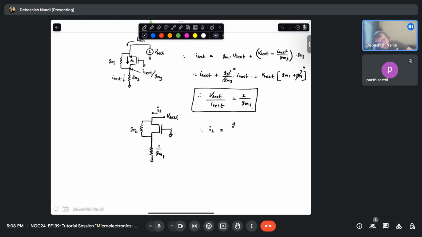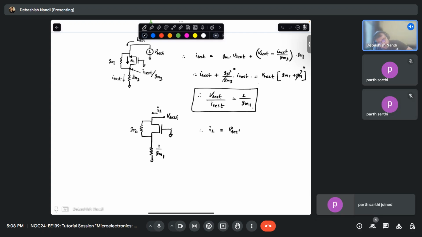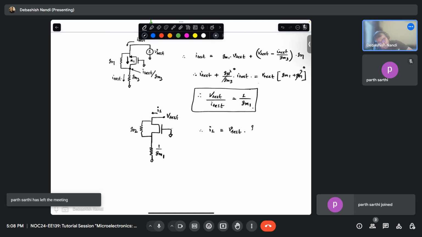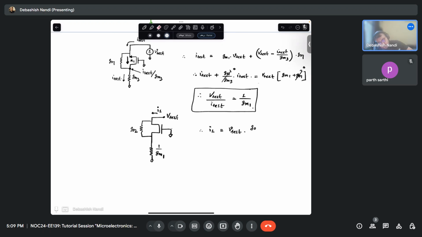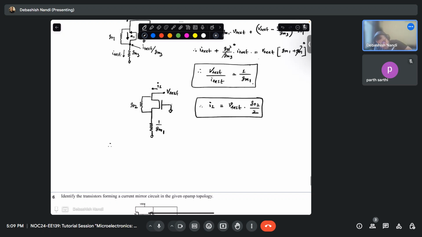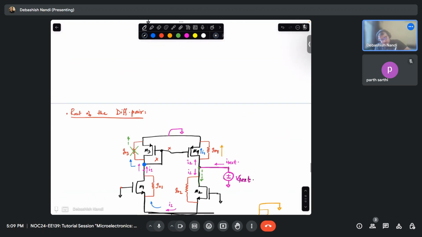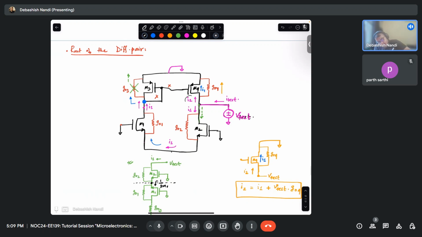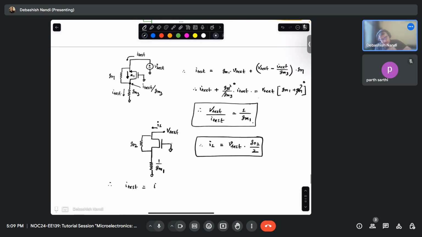This gives you nothing but V test times G02 by 2. So now what do you have? Your I test is equal to the sum of these two. So this is I1 plus I2.